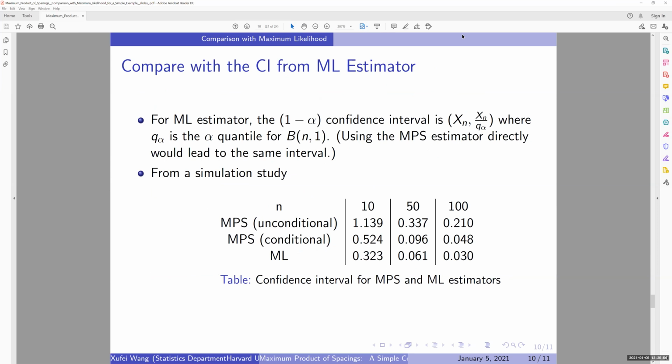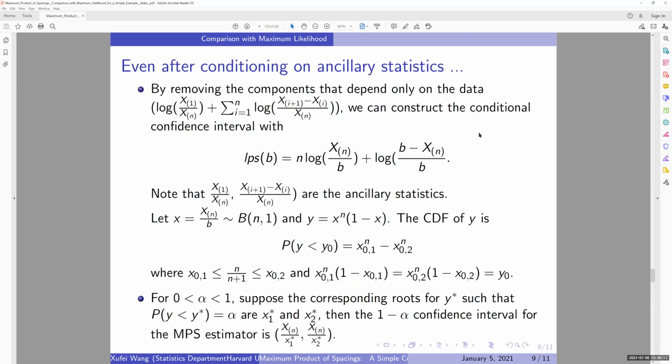I think in my simulation, I simply generate a lot of uniform samples and fix the maximum value and use the two formulas. For the ML, I use the maximum xn and x1 divided by this qa, and for the MPS, I use this xn divided by this x1 star and x2 star. For the same sample size n, I can compute this x1 star and x2 star almost exactly. So I'm just computing them.